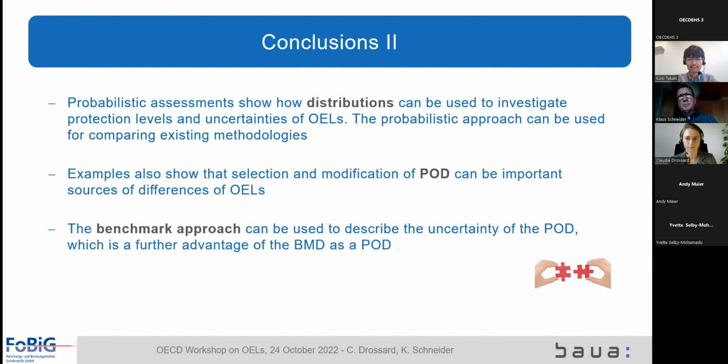In our project, we did that by using probabilistic methods, so this worked fine. I did not dwell on uncertainties of the POD, but this input value, of course, is also related to some uncertainty. It can be described by using benchmark dose approaches, and you can describe the uncertainty associated with the POD in that case also by such a distribution. So this is in our reports, but I didn't explain this here in detail. But we see this actually as a further advantage of the benchmark dose approach compared to using, for example, an OEL as a POD.